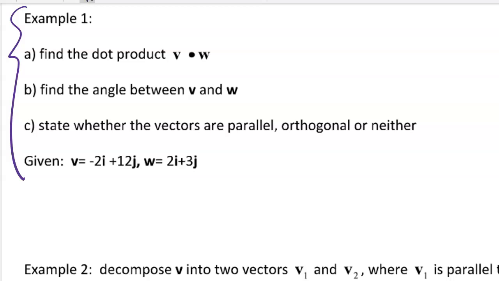Right. So find the dot product. Let's get the formula for that one first. Preston, what's the formula for the dot product? A1 times A2 plus B1 times B2.